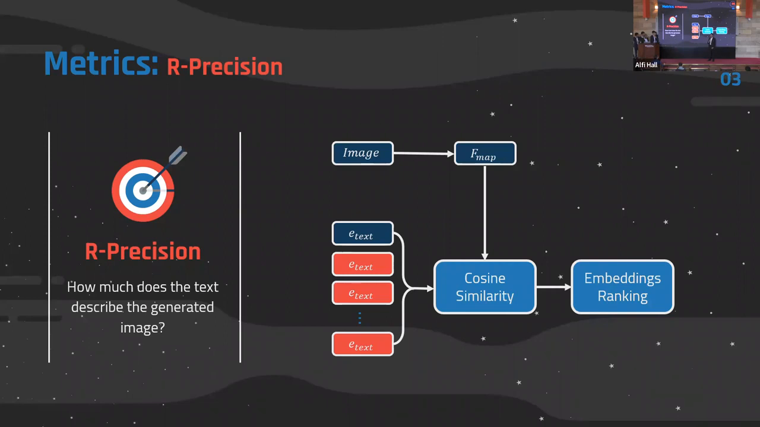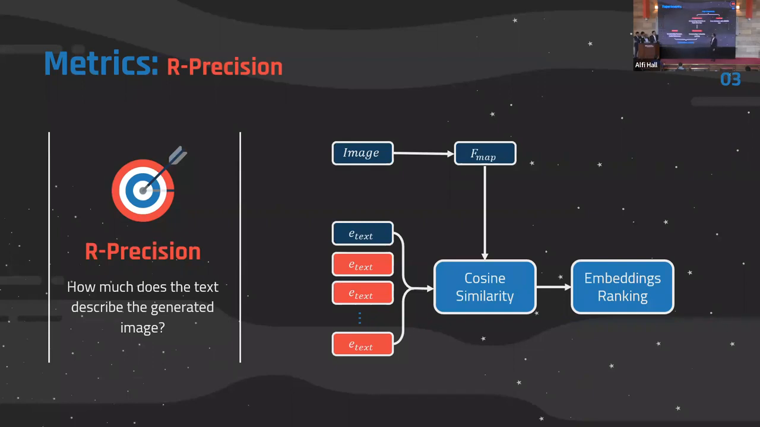And if the similarity between the encoding of the correct caption and the image encoding is the top among the 100 similarities, then it is counted in the calculation of the mean over all the images, which is finally the R precision score.